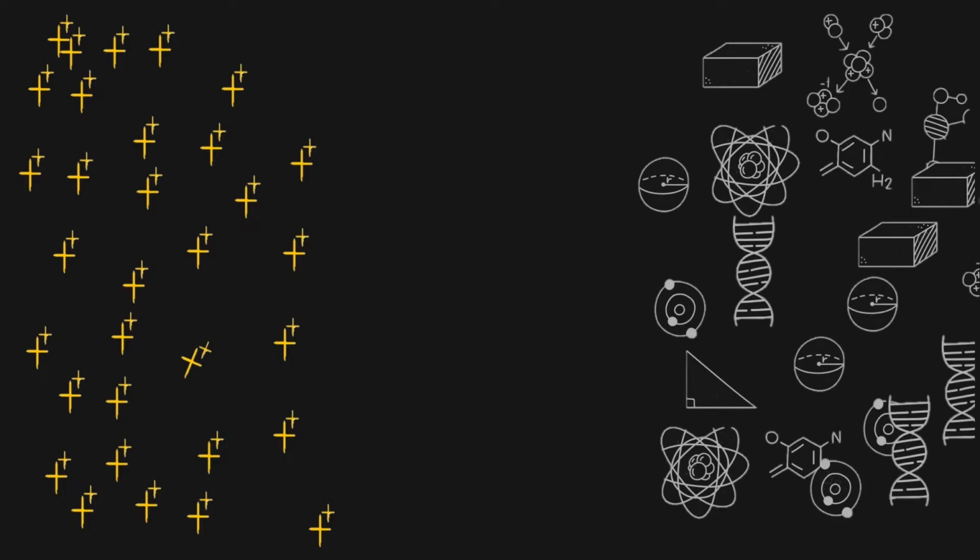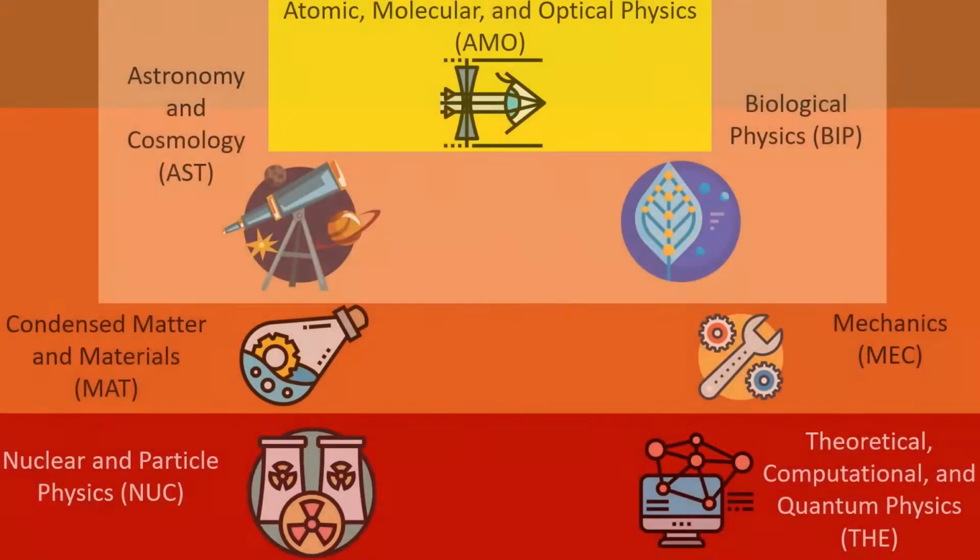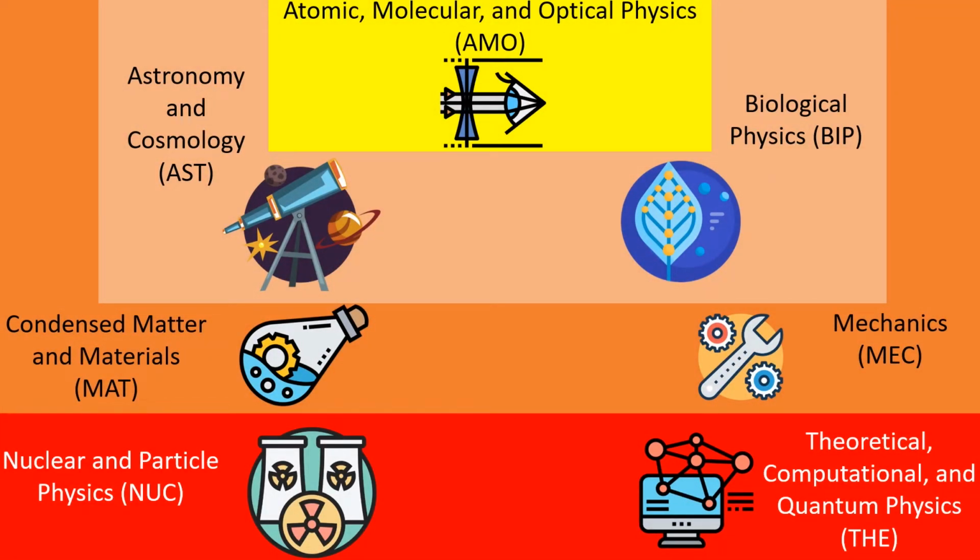Meanwhile, for the category of physics and astronomy, it involves studies of the universe or anything beyond Earth including the properties of matter and energy. This can be classified into 7 subcategories: atomic, molecular, and optical physics, astronomy and cosmology, biological physics, condensed matter and materials, mechanics, nuclear and particle physics, theoretical, computational, and quantum physics. Studies like aerodynamics are included in here.